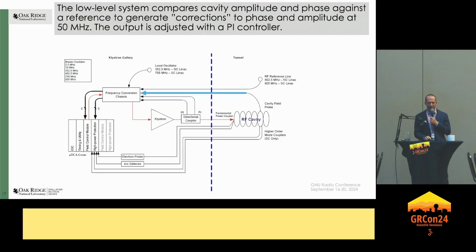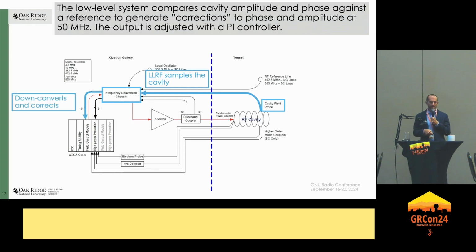I would be hard-pressed to tell you the exact model of FPGA, but just note that that's how it's actually operated. So the low-level system, the way it works, is it compares the amplitude and phase of the cavity to a reference signal. It then calculates an error, right, and it corrects for that error. And the way it works is, we sample it first at the fundamental, either 402 or 805. We down-convert that to 50 megahertz. Then the 50 megahertz signal is corrected, right? The amplitude's changed, the phase is shifted, and then it starts amplifying it.